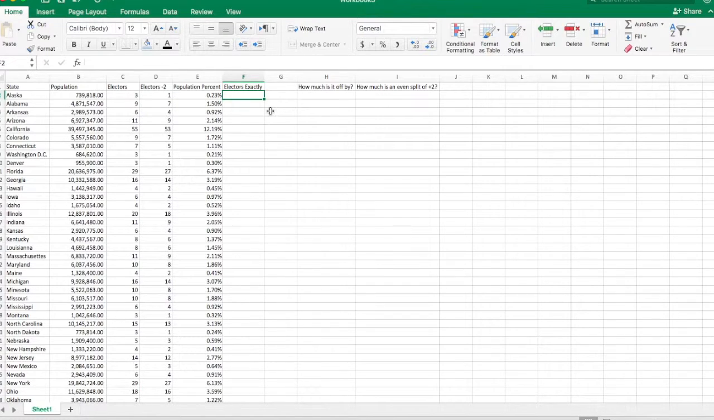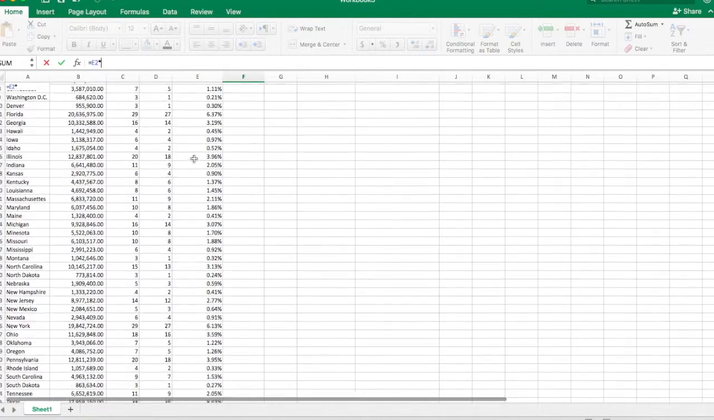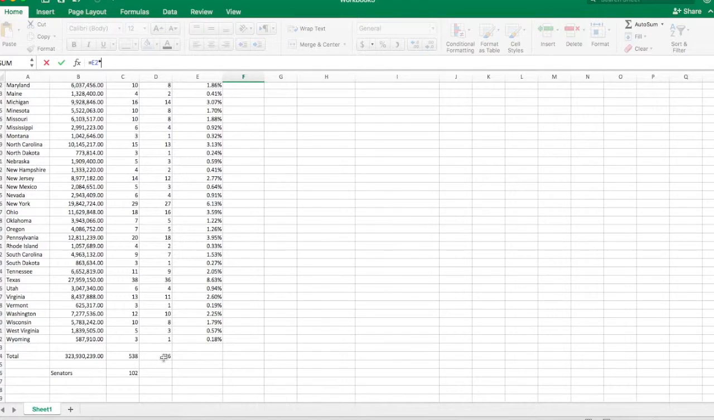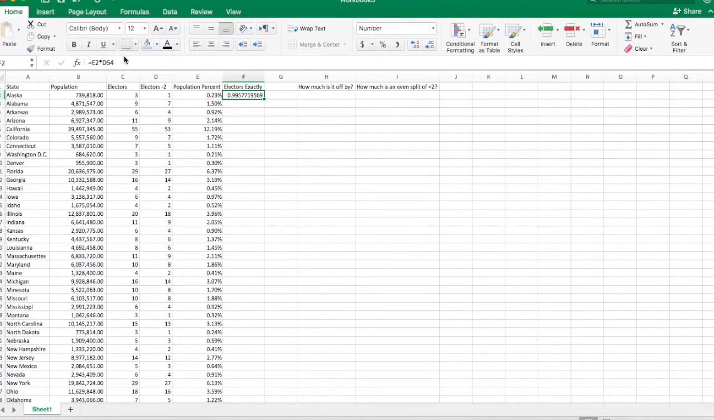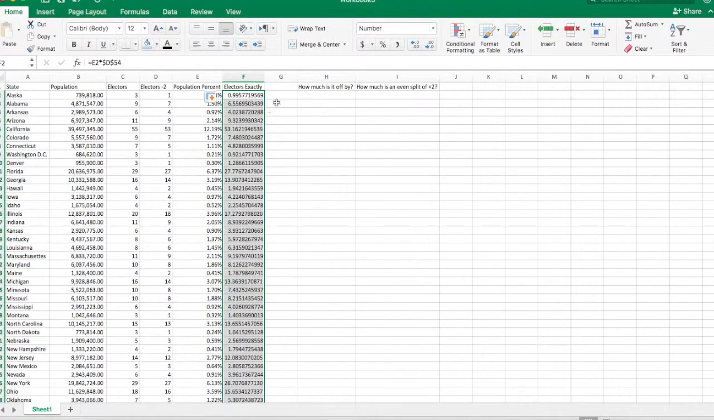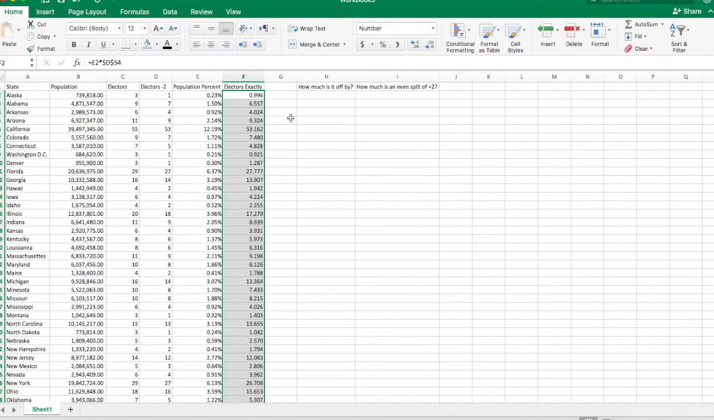So if we calculate the electors exactly, what we need to do is multiply the percent of the population that we have by the total number of electoral votes that we want to have for that. In this case, we're going to use the 436 because we don't want to include the senators just yet. So that's the number of electoral votes for the House of Representatives. So let's make this a permanent address again and copy this formula down and move it over. So these numbers should correspond equally to these.